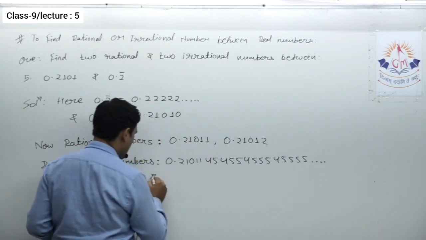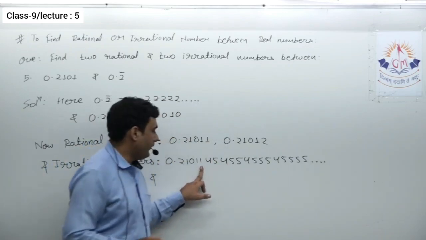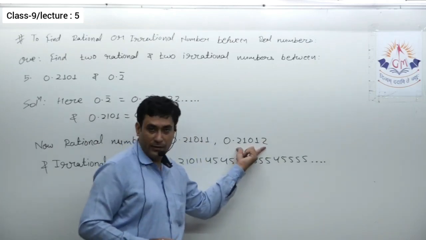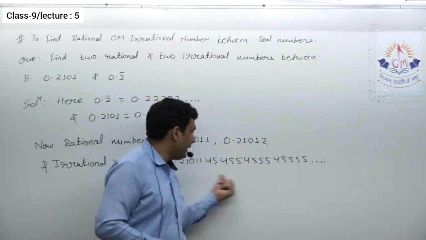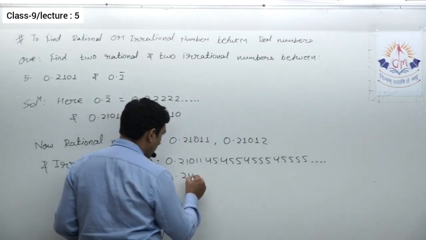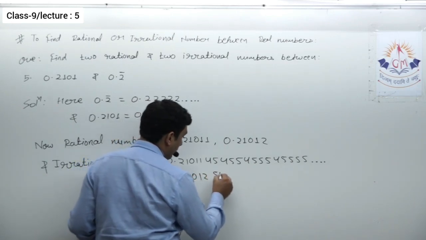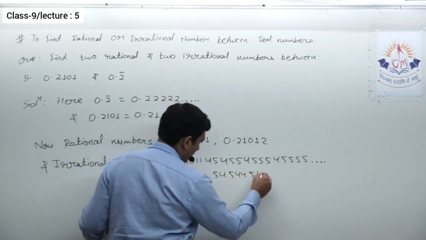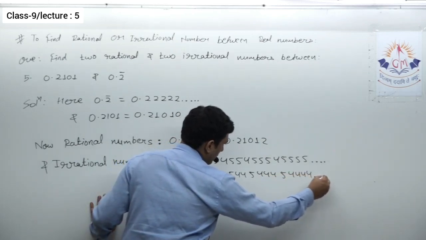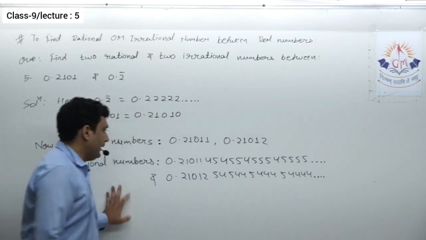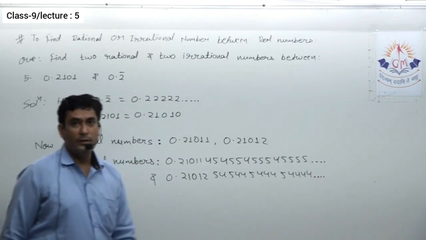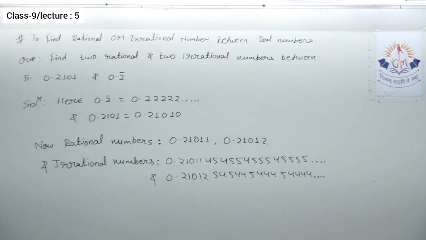And another number, even if I want to write the first 5 digits similar, then I can make a change over here, or if I write the first 5 digits like this, then I can repeat this itself. So another one is 0.21012, then 54, 544, 5444, 5 followed by four 4s, and so on. So these two are the required irrational numbers and the required rational numbers between the given set of numbers. So please note it down.